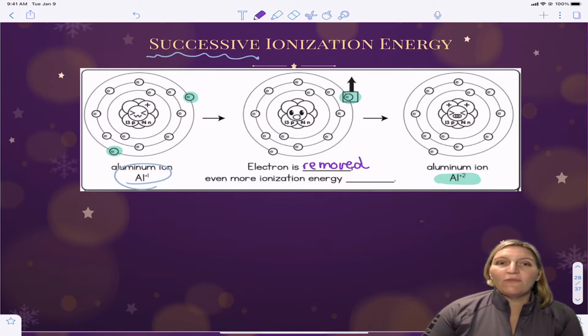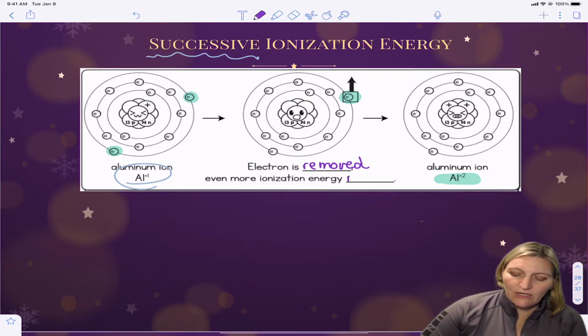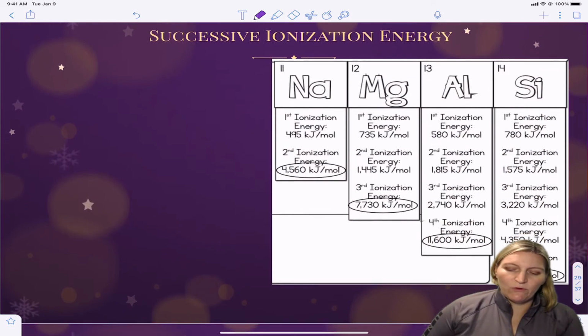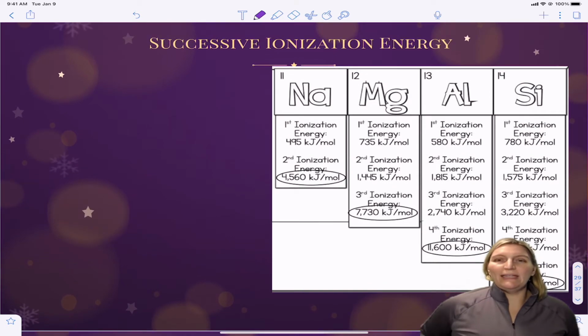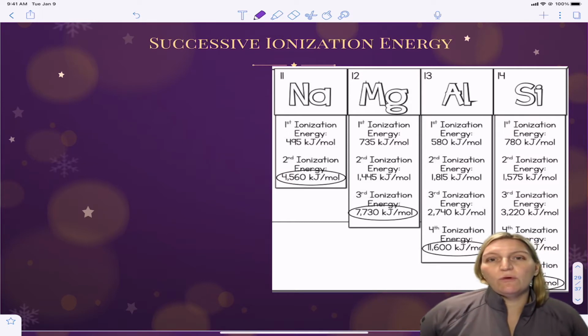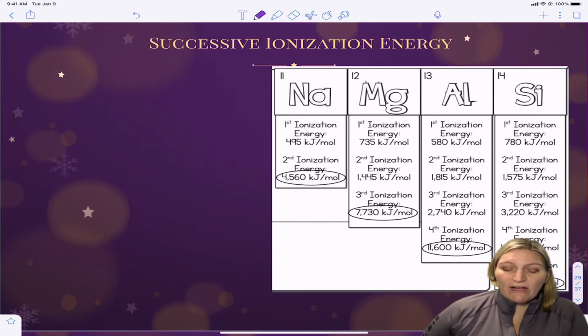Every successive ionization energy, so after the first, when removing the second or the third or the fourth, even more ionization energy is required. Every time that we remove an electron, we need to add more and more energy. And that's because of that first piece of Coulomb's law. When the difference in the charges is greater, then the attraction is greater.